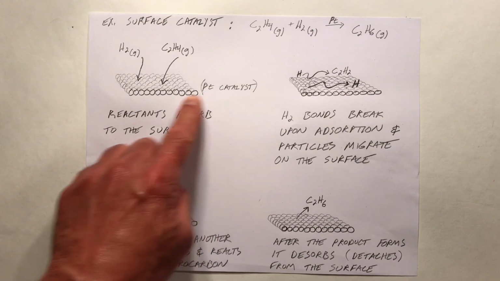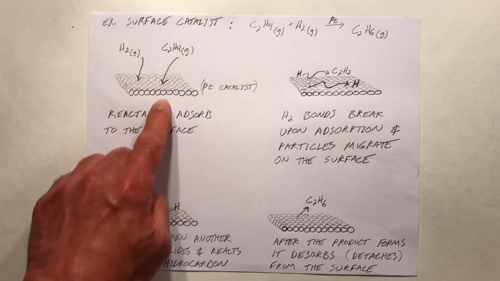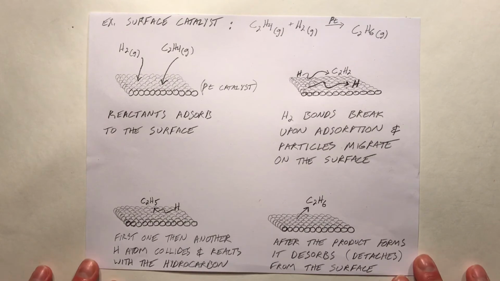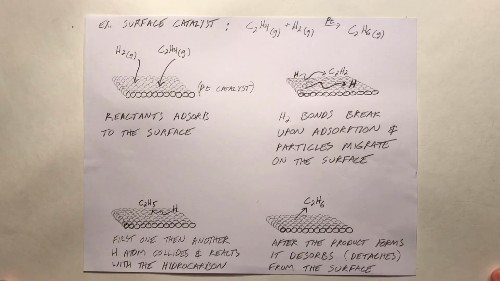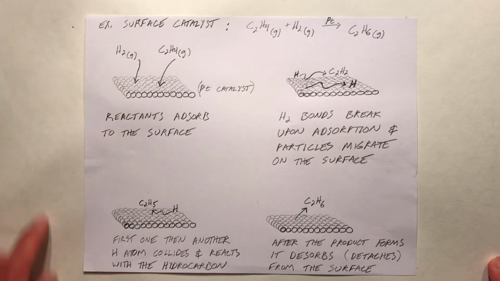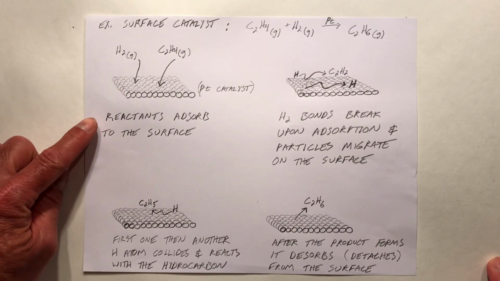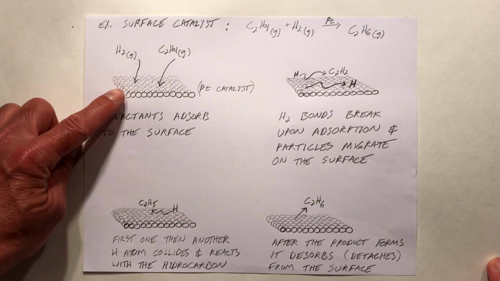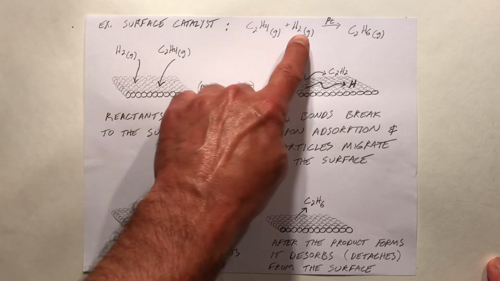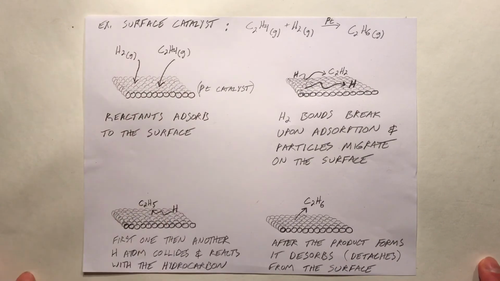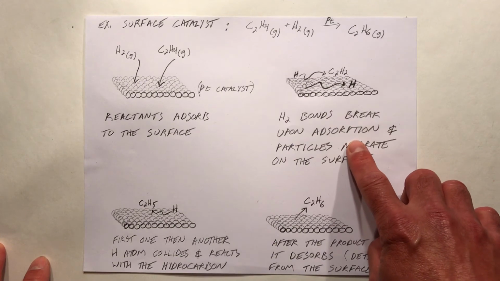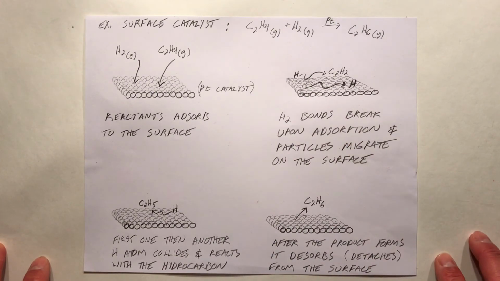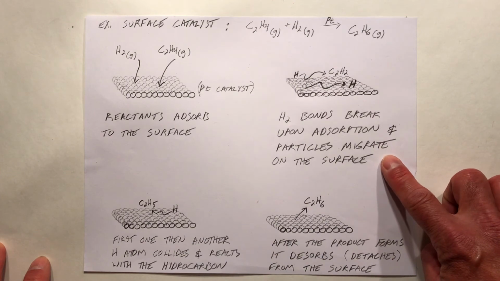So here's how it works. Let's say we have a platinum catalyst here, and at the surface of that catalyst, we could have a sheet of platinum, we could have some platinum dust. The more surface area for the platinum, the faster this would happen. So let's say we have a surface here. The first thing that's going to happen is the reactants will adsorb to the surface. They're going to get stuck onto the platinum surface. So the H2 and the C2H4 gases will stick to the surface. Now when they stick to the surface, the H2 bonds will break upon adsorption, and they will migrate across that surface.